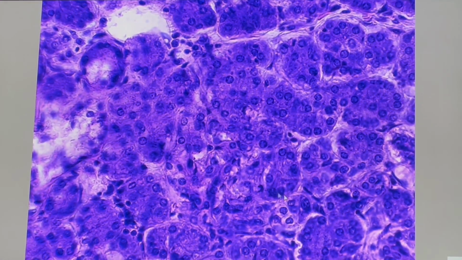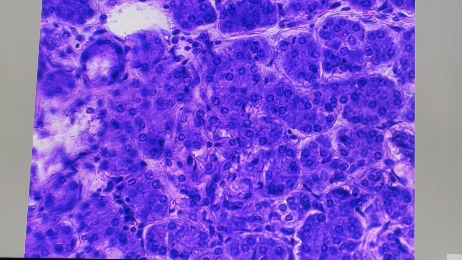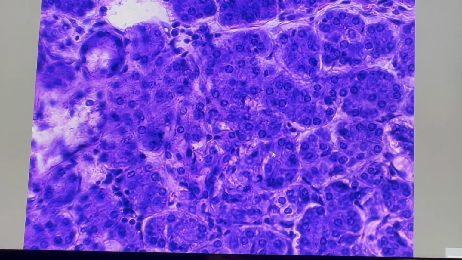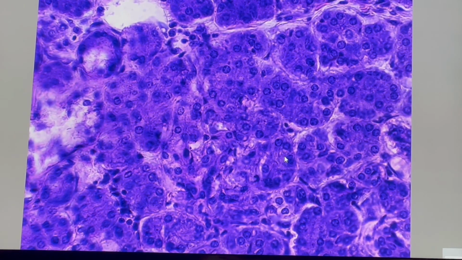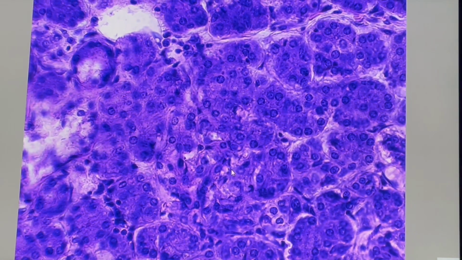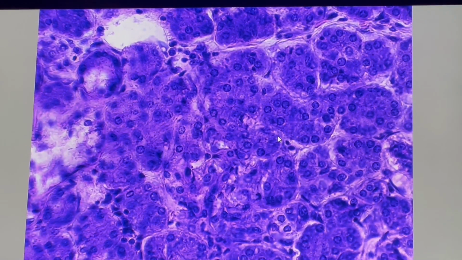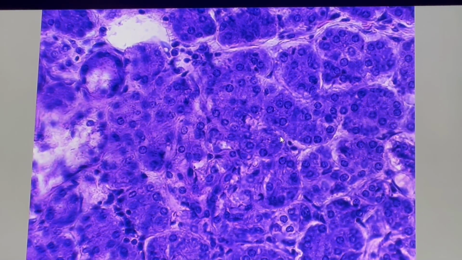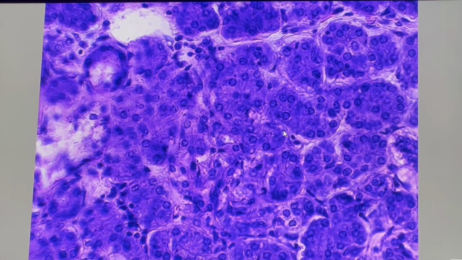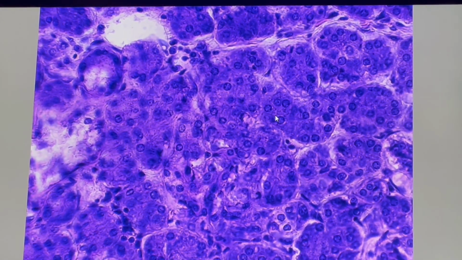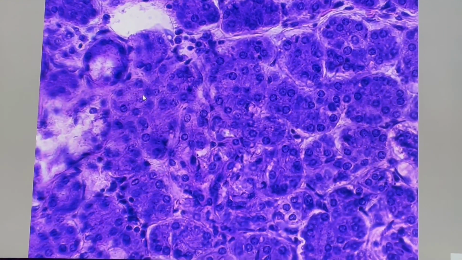This structure is called serous acinus. It consists of serous cells. These are serous acini. The submaxillary or submandibular gland has serous cells more than mucous cells.